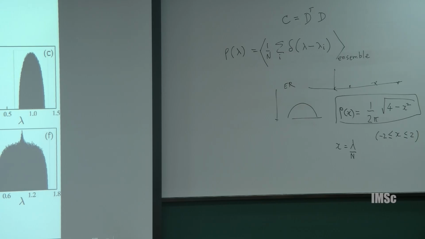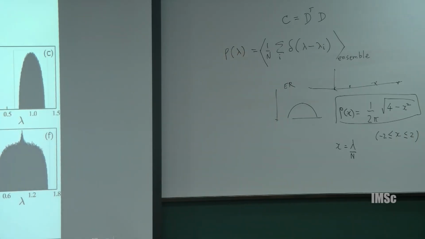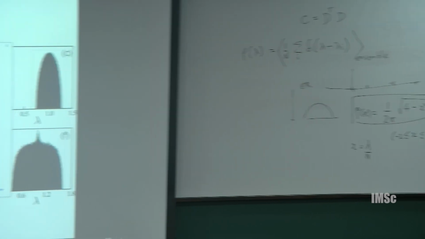Okay, now let me give you some flavor of the mathematics behind all this by taking a simple example. I will skip many steps. Let us take a simple example of a 2 by 2 matrix. I will call it H. There are just 4 elements.